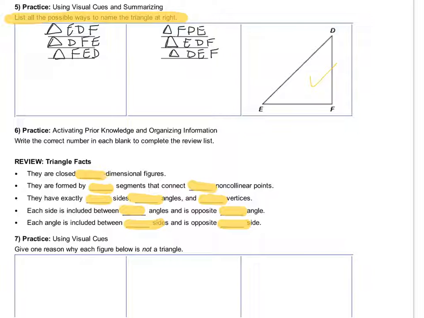Okay, so Practice 6 says activate prior knowledge and organize information. We want to write the correct number in each blank to complete the review list.